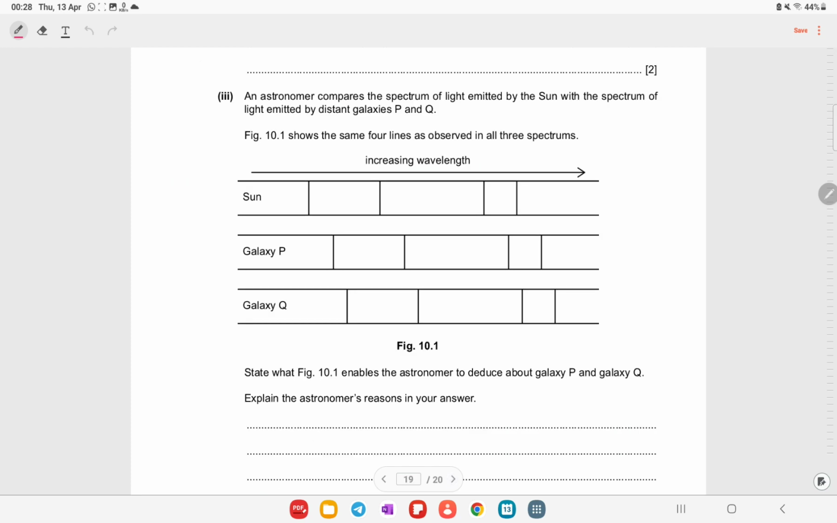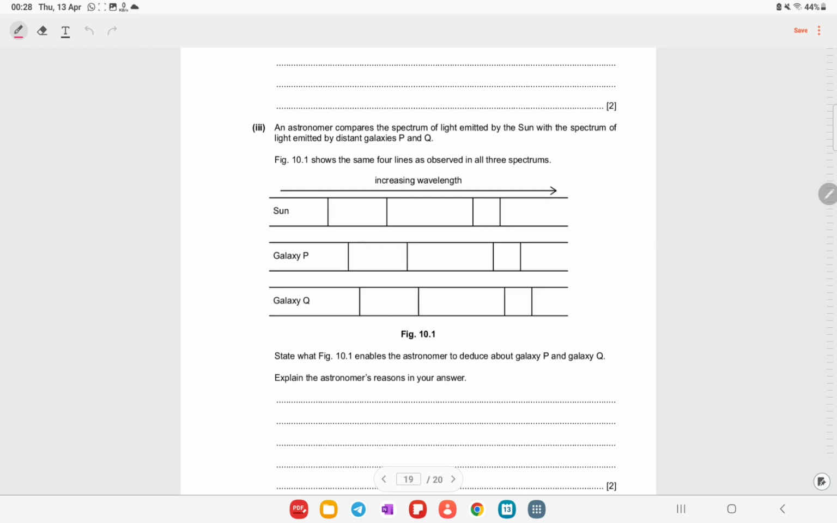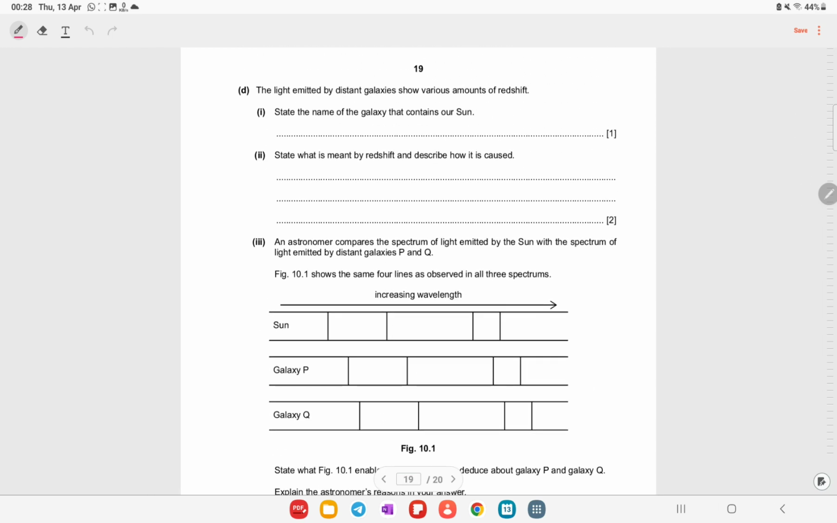Moving to the next question, and it states that the light emitted by distant galaxies shows various amount of redshift. State the name of the galaxy that contains our sun. So it's going to be the Milky Way.